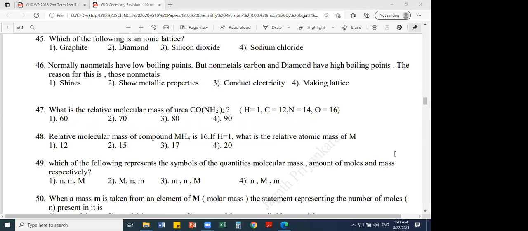I'll ask the answer again. The 46th one, from Mansa. Fourth answer, yes. The answer is fourth. That is the most correct answer, due to the lattices. Why do diamond and graphite have a high melting point? Due to the formation of lattices. Question number 46, the answer is fourth.